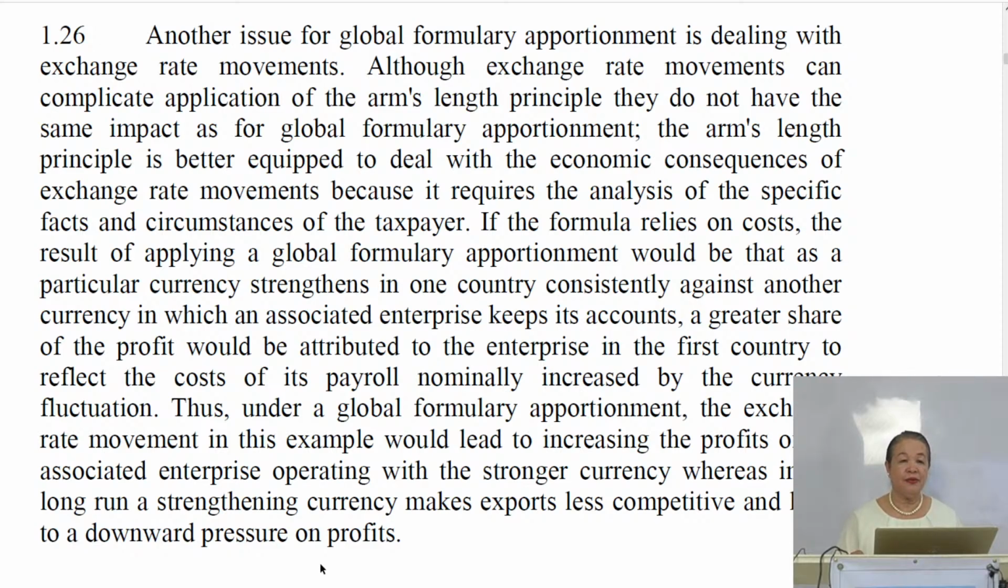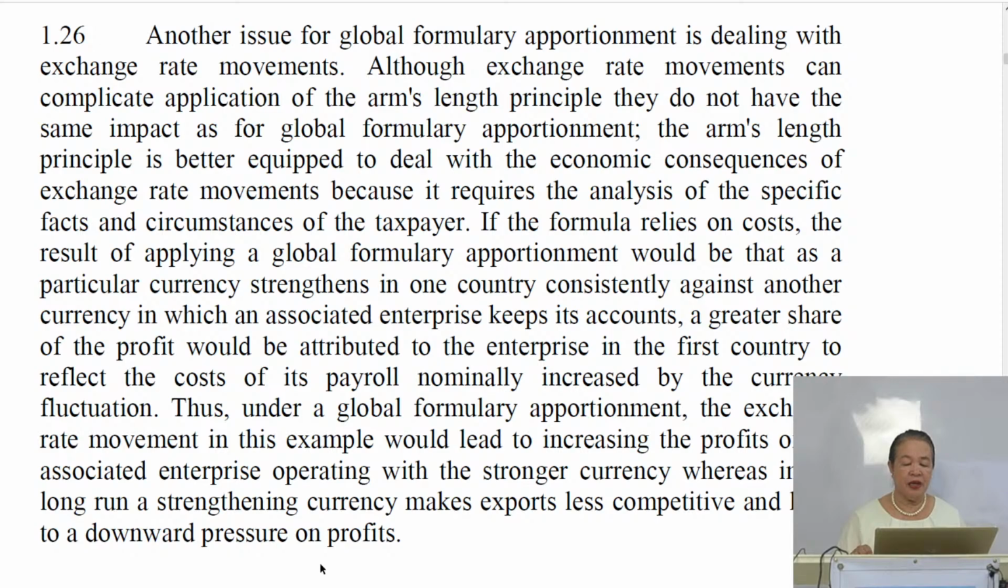Kaya tingnan mo yung mga Japanese companies, even if they are located here in the Philippines, kumuha sila ng permit sa SEC to use in their financial statements the yen, no? A currency presented in yen, hindi sa peso, no? And na-approve naman sila ng SEC. The arm's length principle is better equipped to deal with the economic consequences of exchange rate movements, because it requires the analysis of the specific facts and circumstances of the taxpayer.